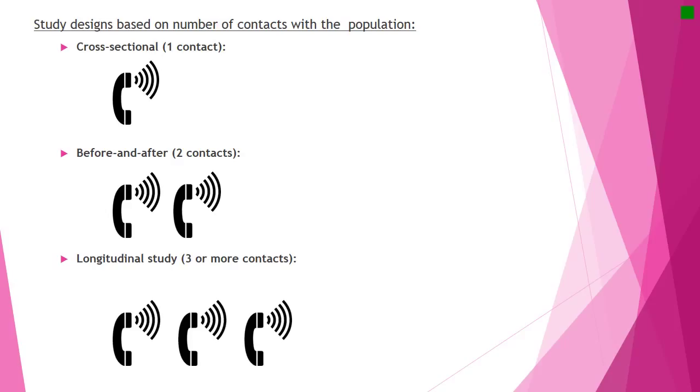Two contacts with your population would be a before and after study, so this measures change, impact, or effectiveness. However, there are some disadvantages, such as it's more expensive, it's a longer duration to complete, and attrition. 3 or more contacts would be a longitudinal study, so this determines patterns of change, trends in relation to time. So you visit a population a number of times at regular intervals.